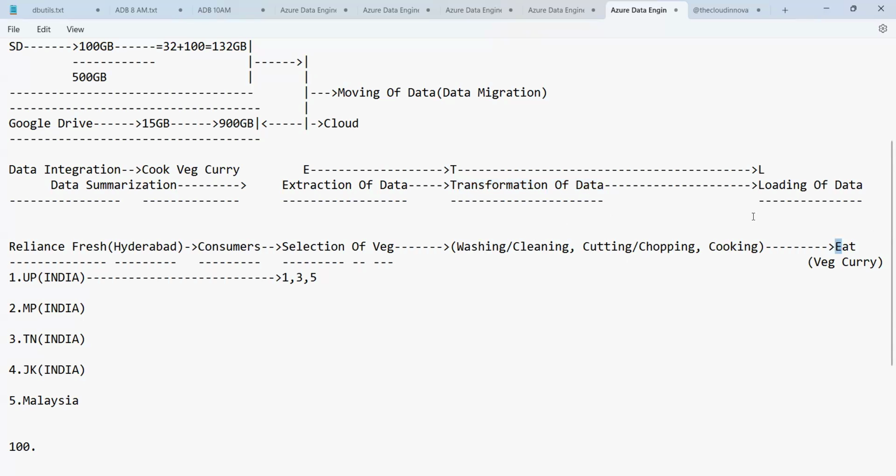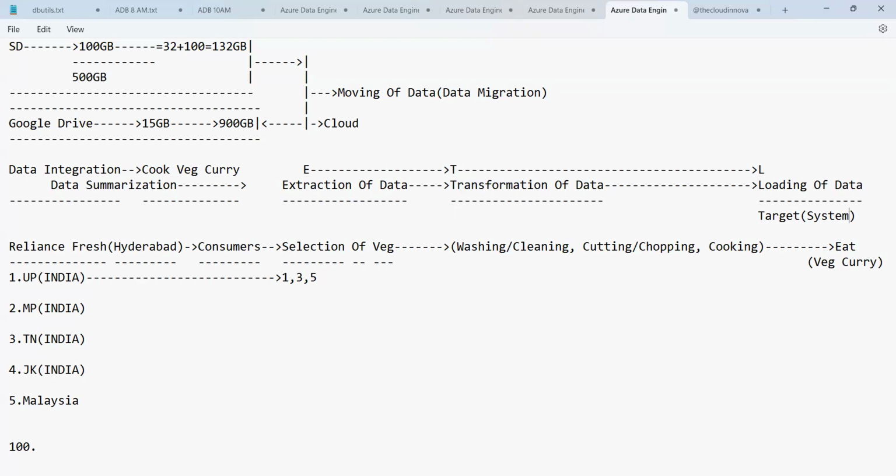And finally, once it is done, what do you do? Eating of the veg curry, right? Finally, the processed data, whatever data you have processed, you will put it into the target system. You'll put it into the target system.